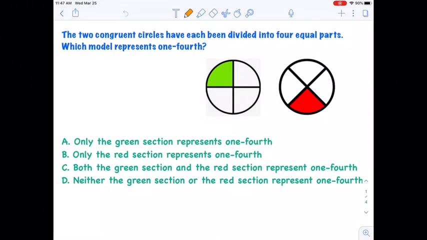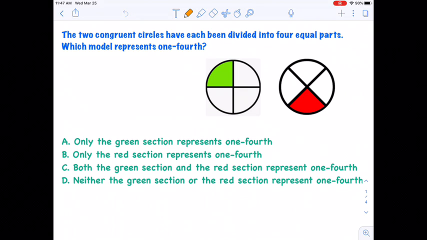Hey guys! So as we finish up our area unit, I want us to be able to combine some of the things we've learned about area and some of the things we've learned about fractions. So let's talk about area in terms of fractions of a shape.